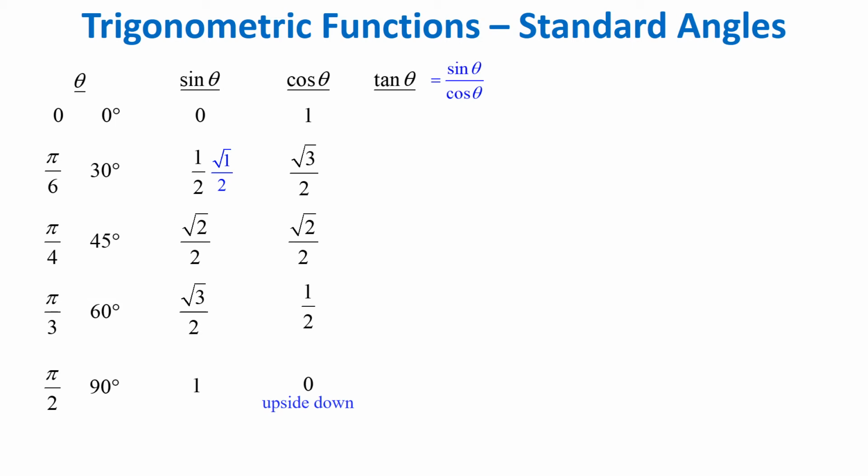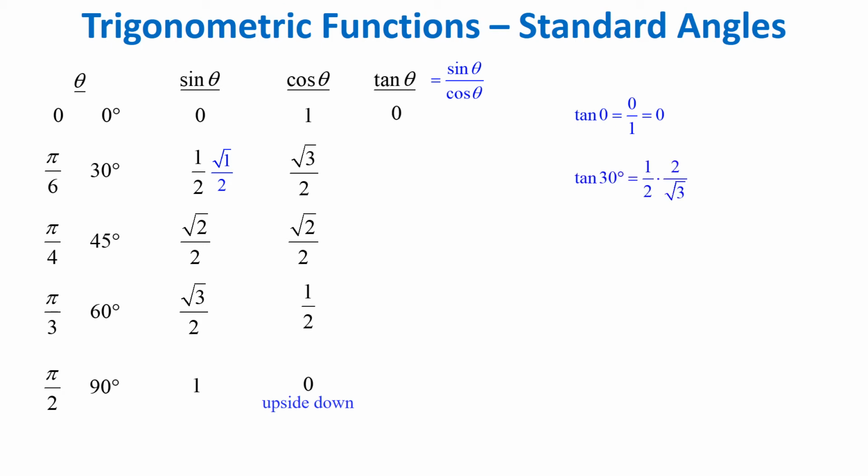To get tangent of theta, you need to know the fact that tangent of theta is equivalent to sine of theta over cosine of theta. Therefore, you can take the values from the previous two columns and construct tangent of theta. Let's construct tangent of 0. We take 0 over 1, and then you'd simplify that to 0. So tangent of 0 is 0.